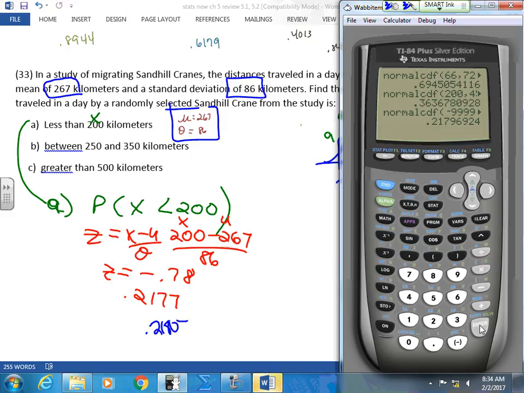Remember, your calc is a little bit different. You're still going to give me your sketch, you're still going to give me your probability statement, but let me know that you used your calculator.